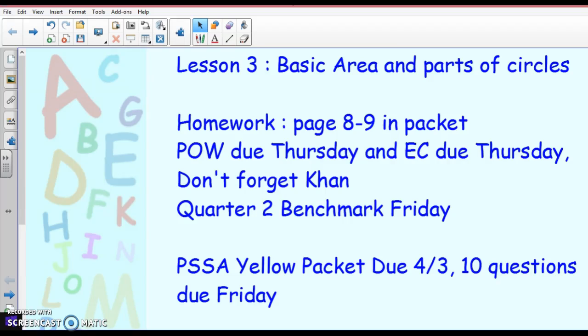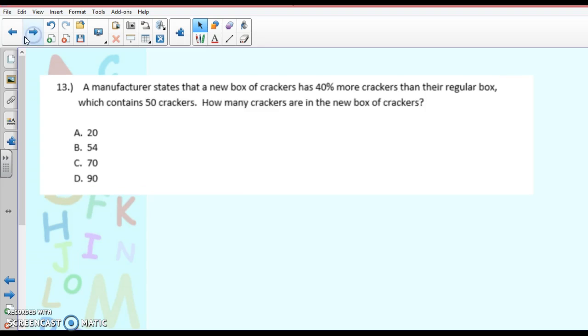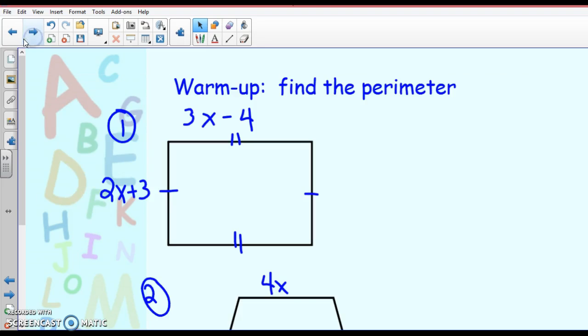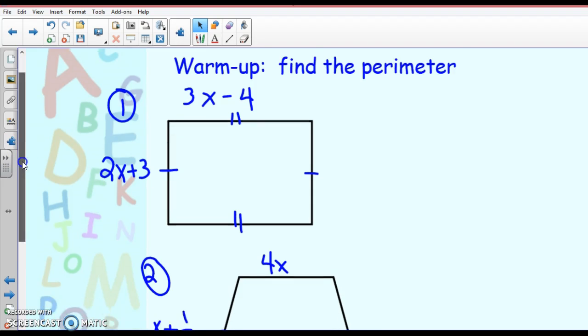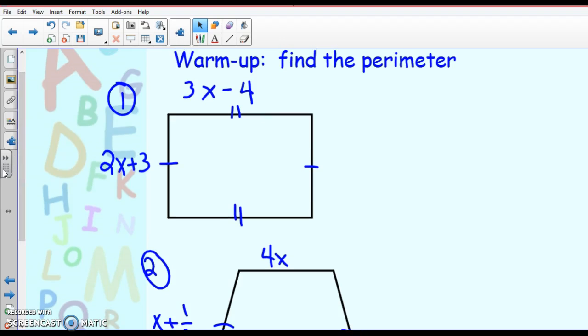This is lesson 3 in the 2B geometry unit, basic area and parts of circles. All right, I want you to do these 2 problems for a warm-up. I'll pause this, you pause it and do it.